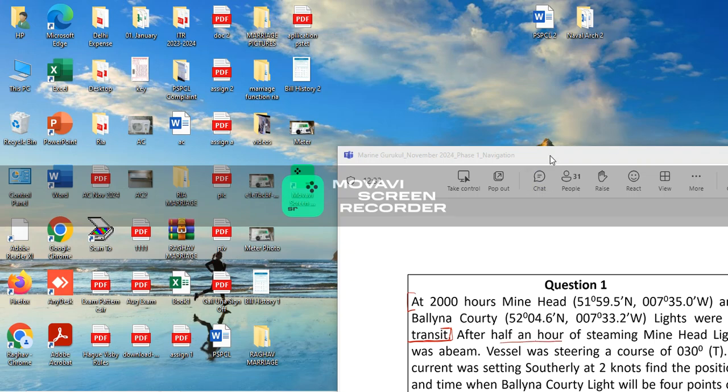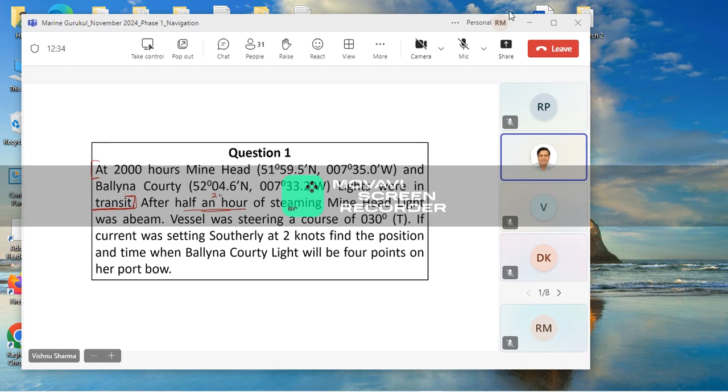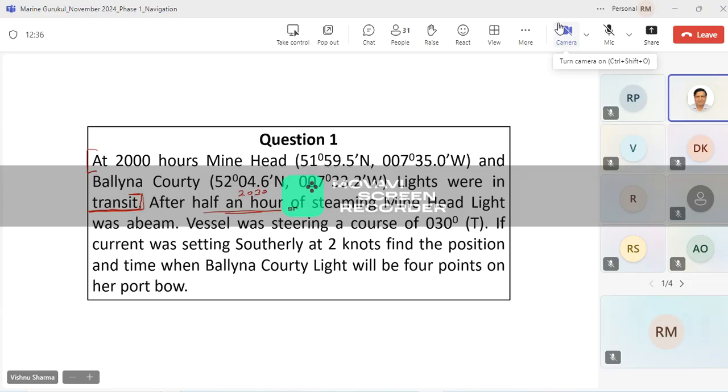After half an hour, that means at 2030 of steaming, mine had light was a beam. What will this give us, beta? PL. PL by which method, beta? PL by which method?